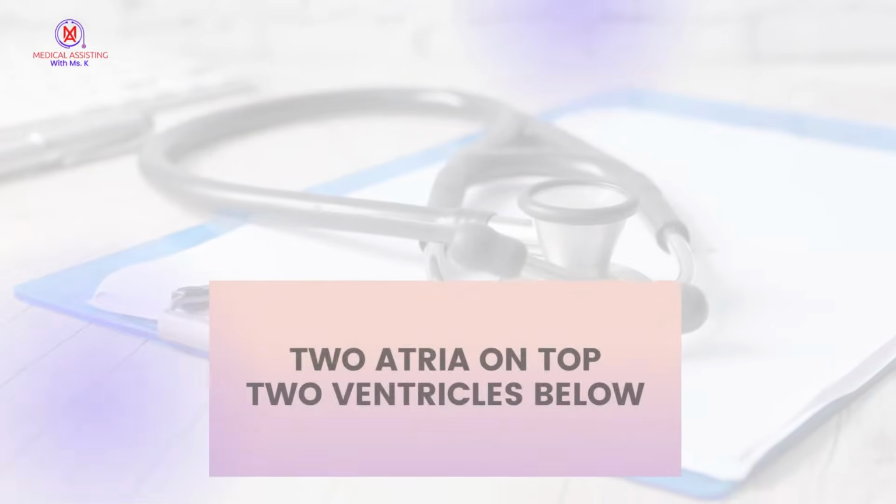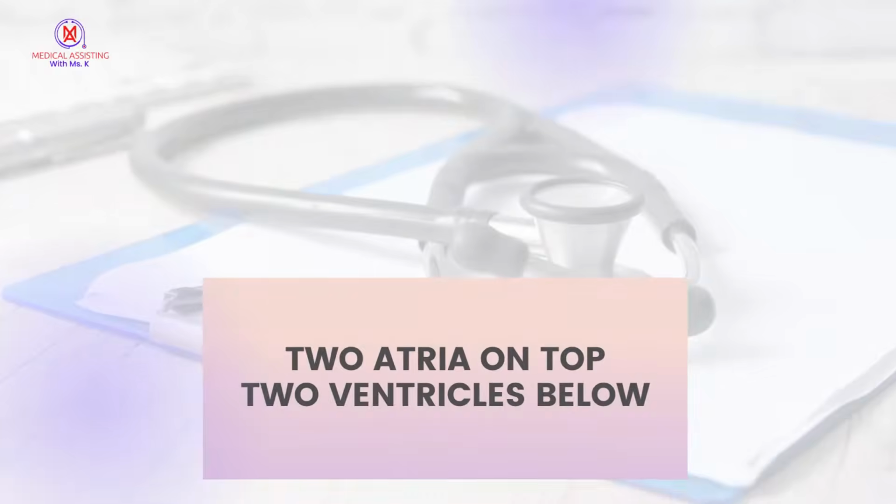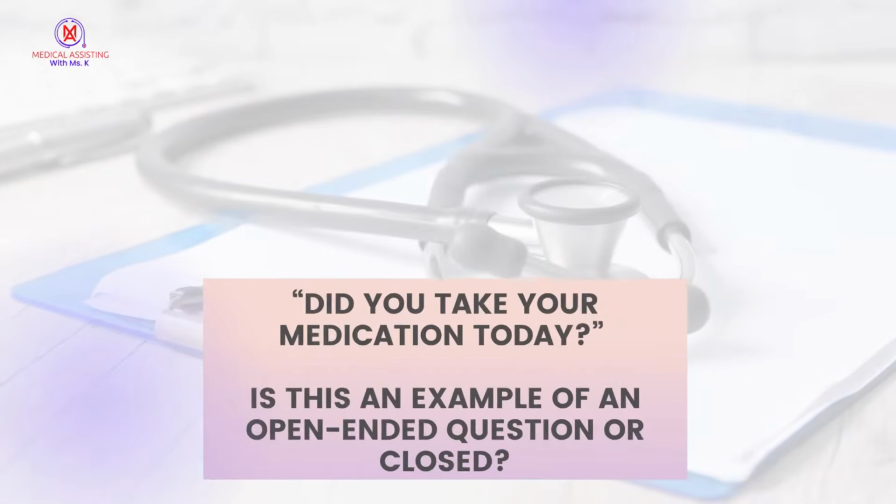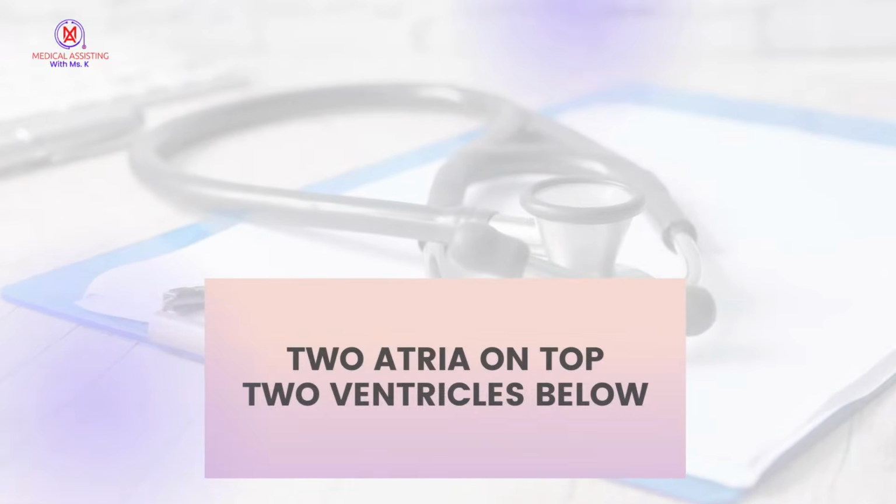All right, if you said 2 atria and 2 ventricles, you are correct. Atria is on top, ventricles are below. All right, next question. And one thing I should mention too, there's a left and right atria, of course, and then a left and right ventricle.